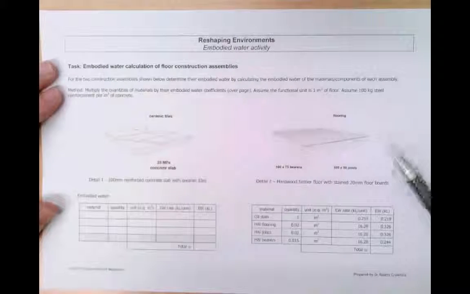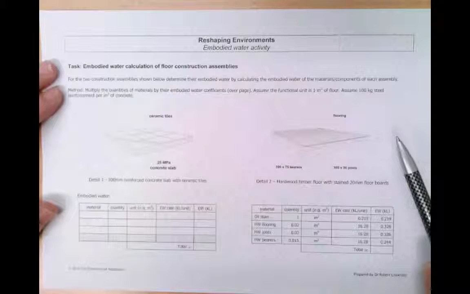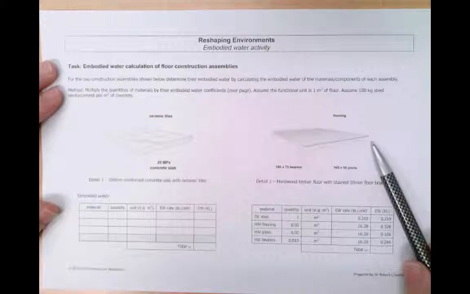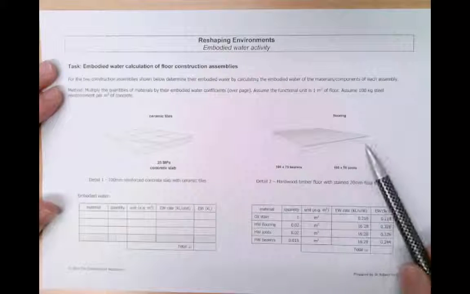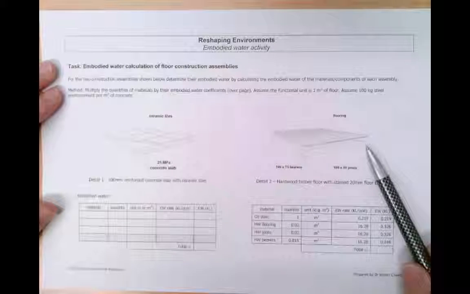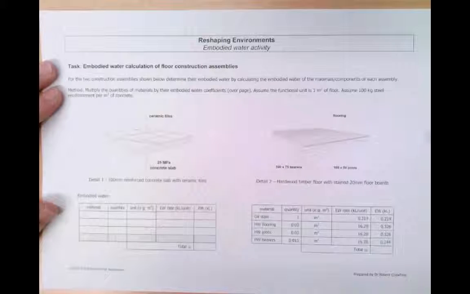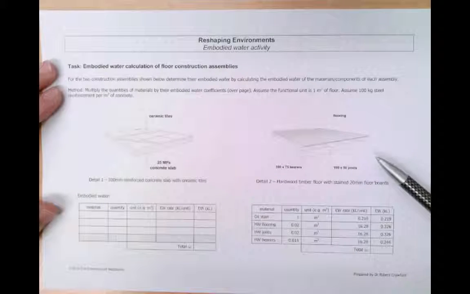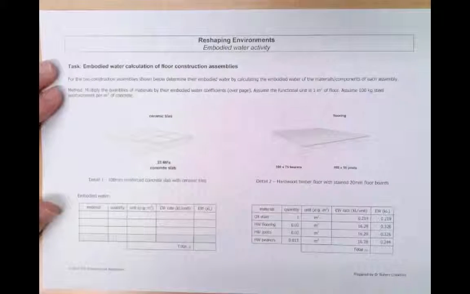So typically with this type of calculation, you would do the calculation for a functional unit such as 1 square metre of flooring, so that then if you're trying to calculate the embodied water for a whole building, you could multiply the floor area of the building by the embodied water per square metre. So let's go through the calculation for the wooden floor, and then I'll leave the calculation for the concrete floor as an exercise for you.